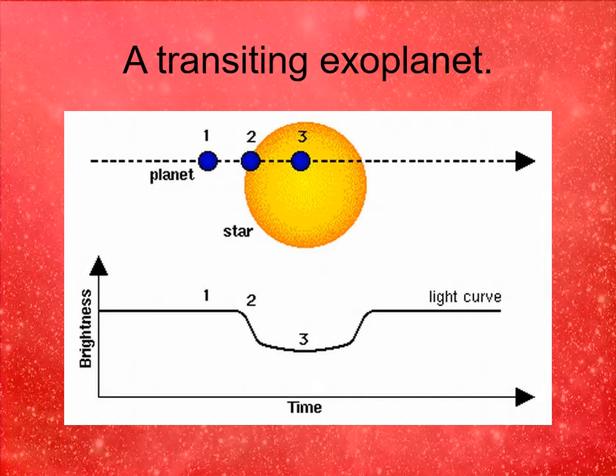A transiting exoplanet would be, if it's lined up just right, the planet would actually pass in front of the star. When it passes in front of the star, since the planet doesn't shine, the light of the star drops off a little bit. It'll drop by a fraction of a magnitude, and that's measurable with modern technology. Even amateurs can measure this. Amateur astronomers have actually found exoplanets by doing this.